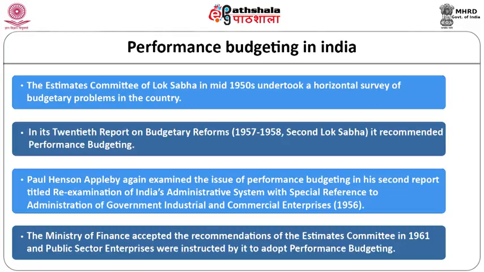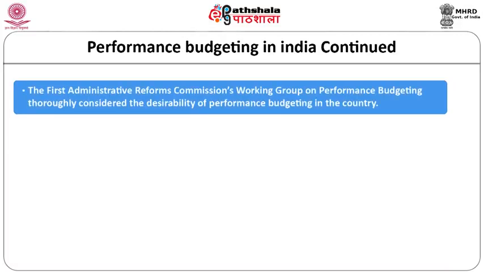Thereafter, the Ministry of Finance in 1961 accepted the recommendations of the Estimate Committee, and public sector enterprises were instructed to adopt performance busting for them. In other words, I would like to say that the Ministry of Finance, when it was recommending the adoption of performance busting by public sector enterprises, was not interested in adopting it for the ministries; there was a reluctance on its part. Then this issue was taken up by the first Administrative Reform Commission.